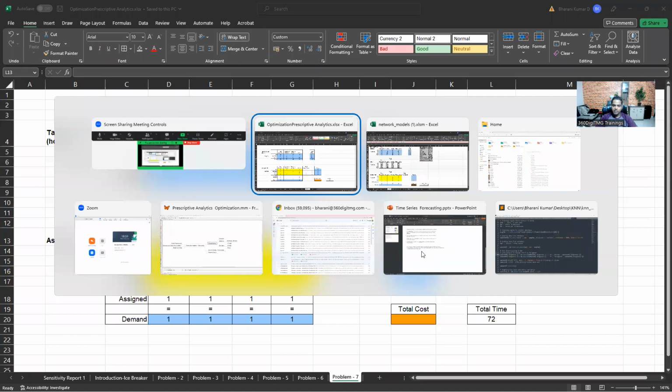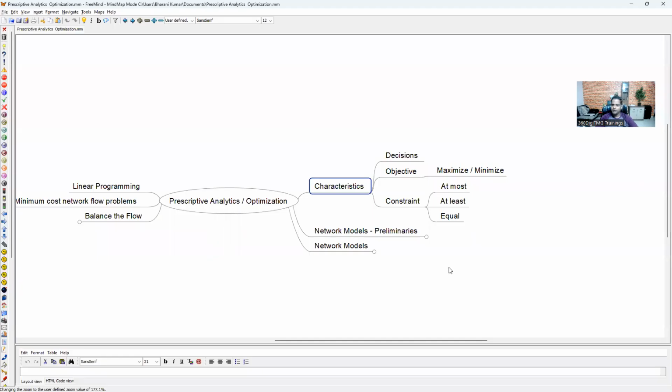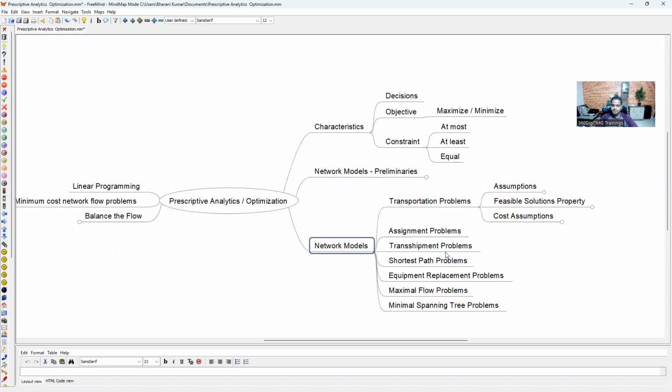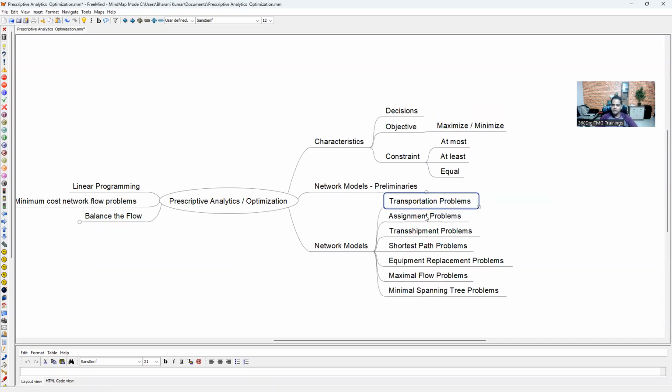Hello friends, and welcome to this another session on prescriptive analytics or data optimization. We have spent a significant amount of time understanding the various problems. And today, the business problem that we're going to talk about is related to assignments. Transportation problems, then you have assignment problems and a bunch of other problems. Let's see how many we can cover. So we will talk about assignment problems, friends.